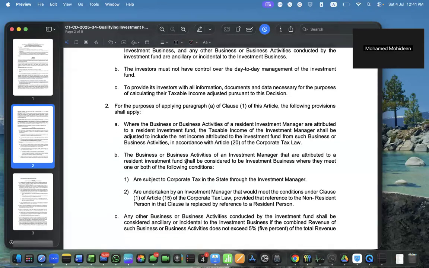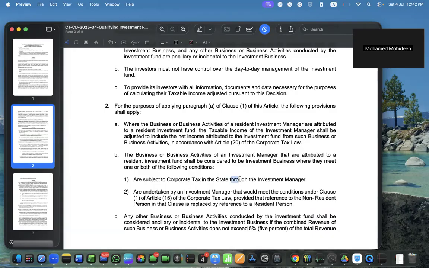B: a business or business activities of an investment manager. So this entire thing is about the investment manager. Business activities of the investment manager that are attributed to a resident investment fund, meaning an investment fund which is a tax resident of UAE, shall be considered to be investment business where they meet one or both of the following conditions. So it will be considered an investment business if they meet one or both of these conditions. They are subject to corporate tax in the state through the investment manager.